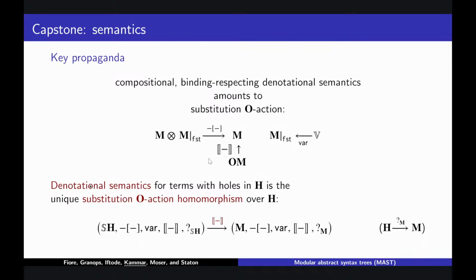So the notational semantics for terms with holes in H is the unique substitution O action homomorphism over H. So I have my syntax that has the structure, and I equip the model with this structure. Therefore, there exists a unique map, and that's the notational semantics. Any questions about this?